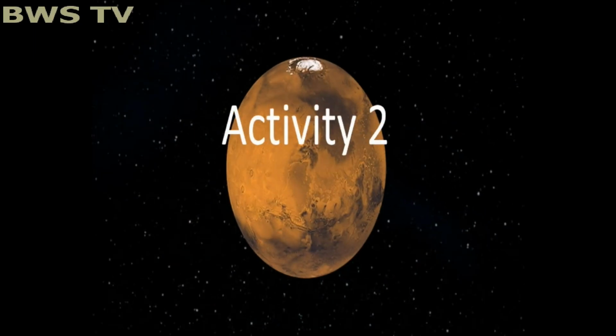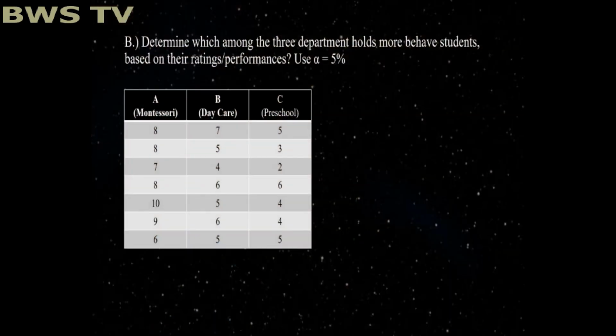Now that we're done with the first activity, let's go to the second one. Since I explained the first activity to you in detail, I'm just going to guide you in this activity. The second activity is to determine which among the three departments holds more behaved students based on their ratings or performances.